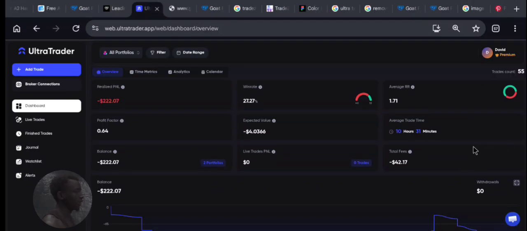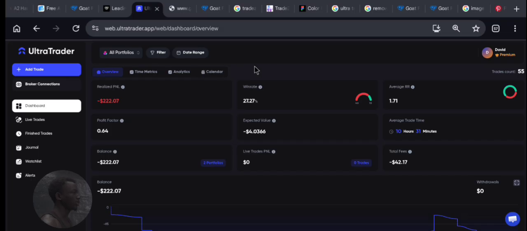Today I'll be taking you through this Ultra Trader trading journal. This is a trading journal named Ultra Trader. You can go on Google Play Store to download the app. As you can see here, I'm a premium member in this app. So you just have to pay for their basic plan, their premium annual plan.